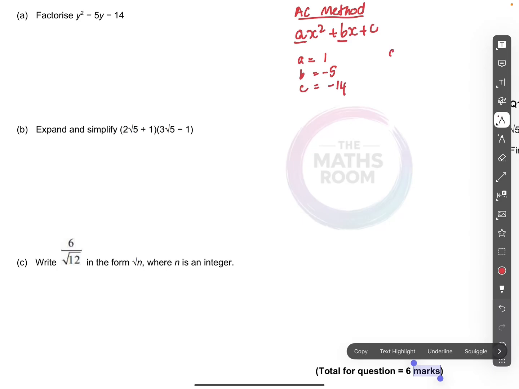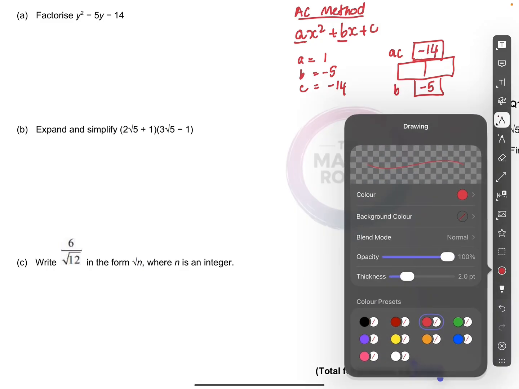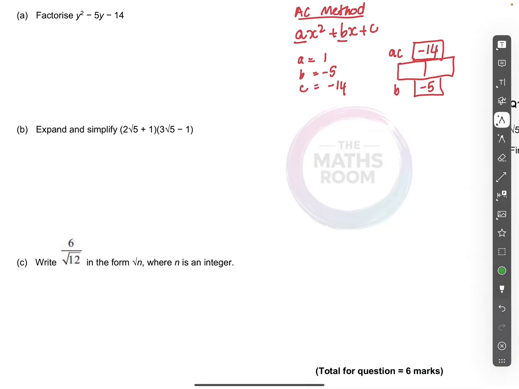I need two numbers that multiply to get me ac, but when I add or subtract, I should get -5, which is my b. So 1 times -14 is -14. Basically, I need factors of -14. So 1 times 14. Remember, one of the numbers has to be negative because I'm looking for -14. So one's going to be negative, one's going to be positive.